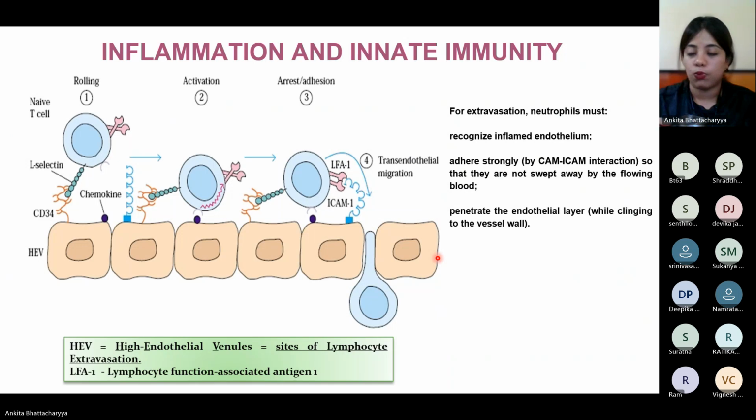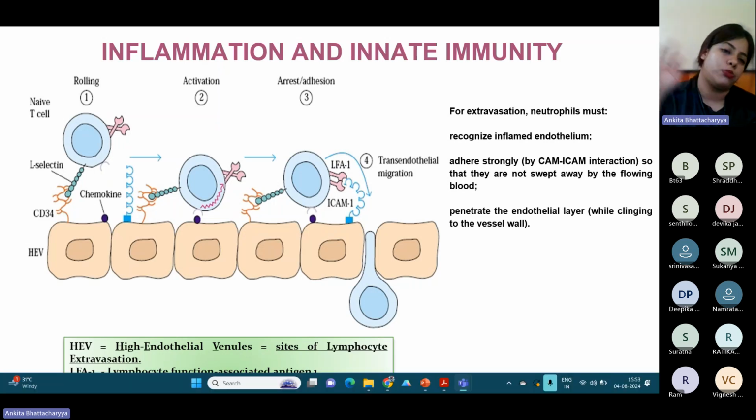Like I was mentioning, there are many receptors which are extremely crucial to facilitate this process. So you see interactions between different types of molecules. We'll come to them one by one. Keep in mind here that some abbreviations have been mentioned. HEV is high endothelial venules, which are the site of lymphocyte extravasation. LFA1 is lymphocyte function associated antigen 1. It's simply a protein on the cell surface of lymphocytes.